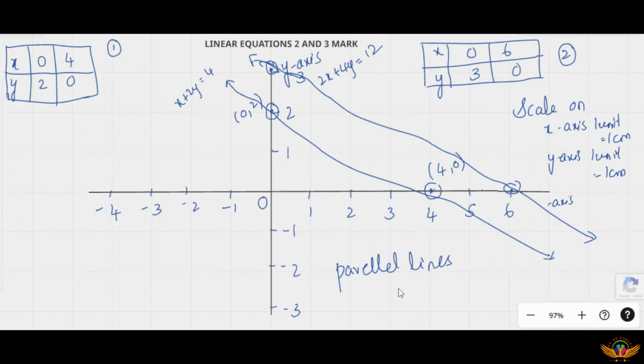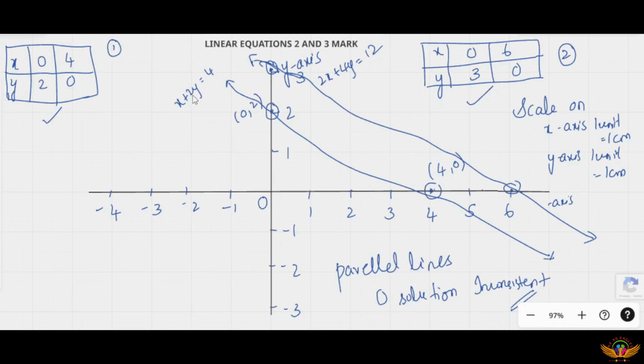So when the lines are parallel, there will be zero solutions, and the equations are inconsistent. So this is the way you have to represent your equations graphically. The very important method is you have to write the solution tables. After this, the solution table is the first step.